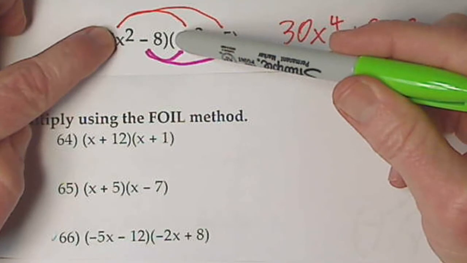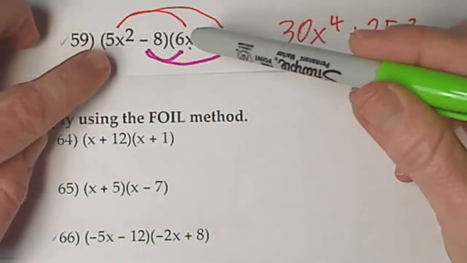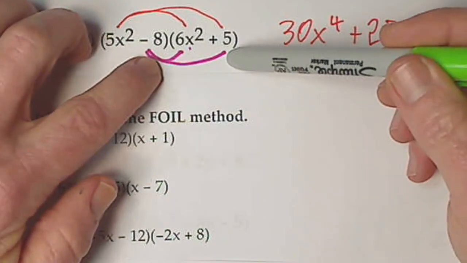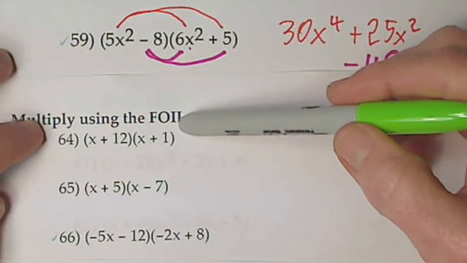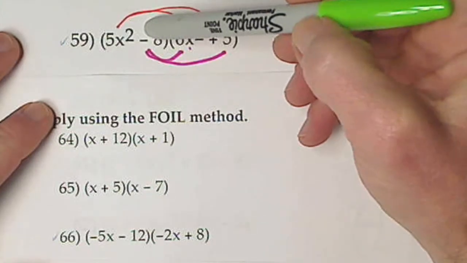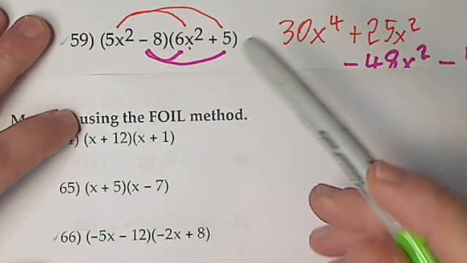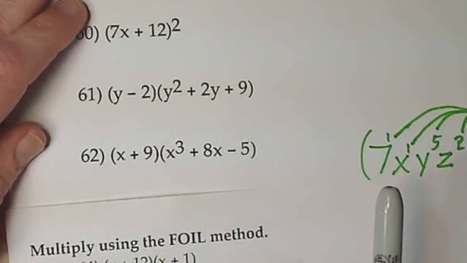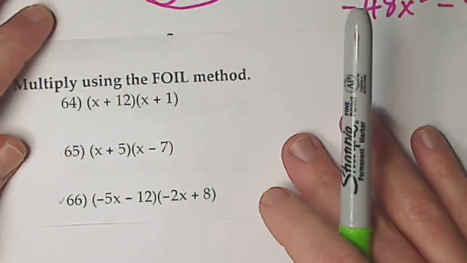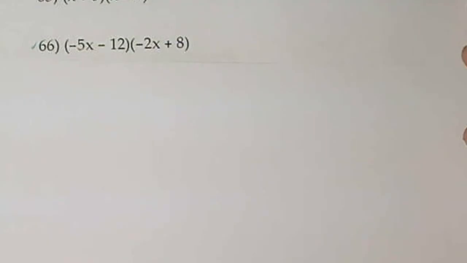We did the first terms, that's the F. O stands for outer, I stands for inner, and then L stands for last. If you want to say, oh, the FOIL method, that's fine, but you might be better off just saying each term has to hit each term, because the same reasoning you're using for FOIL is the reasoning you're using, for instance, here when you have 3 terms stacked up. Okay, so we'll just crank out number 66 here, and that'll finish this video.